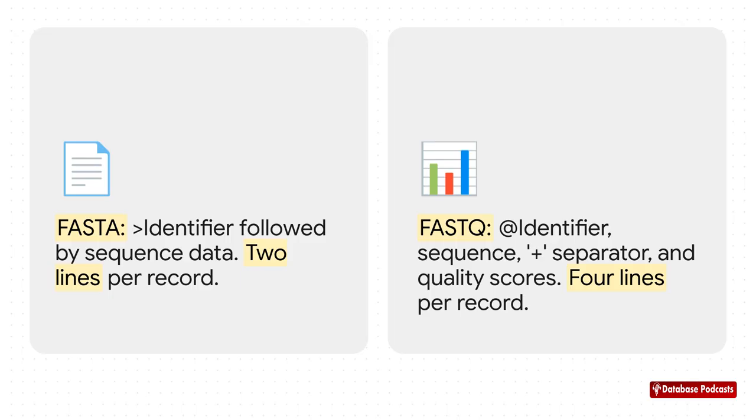Line 1 is the identifier, but this time it starts with an @ symbol. Line 2 is the sequence, just like before. Line 3 is always just a plus symbol. It's basically a separator. And then there's line 4, that string of characters. That's where the quality scores are hidden. One character for each base in the sequence on line 2.